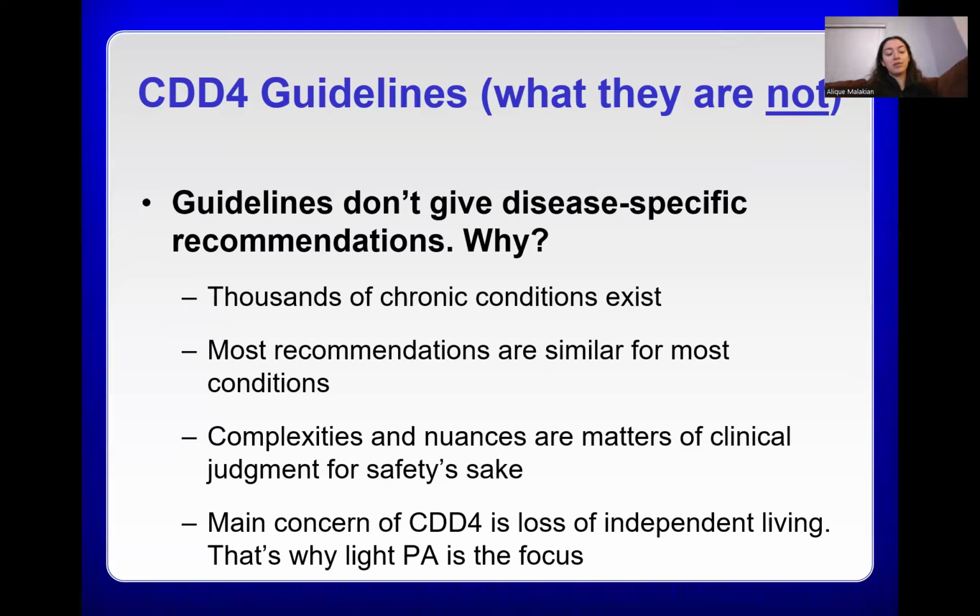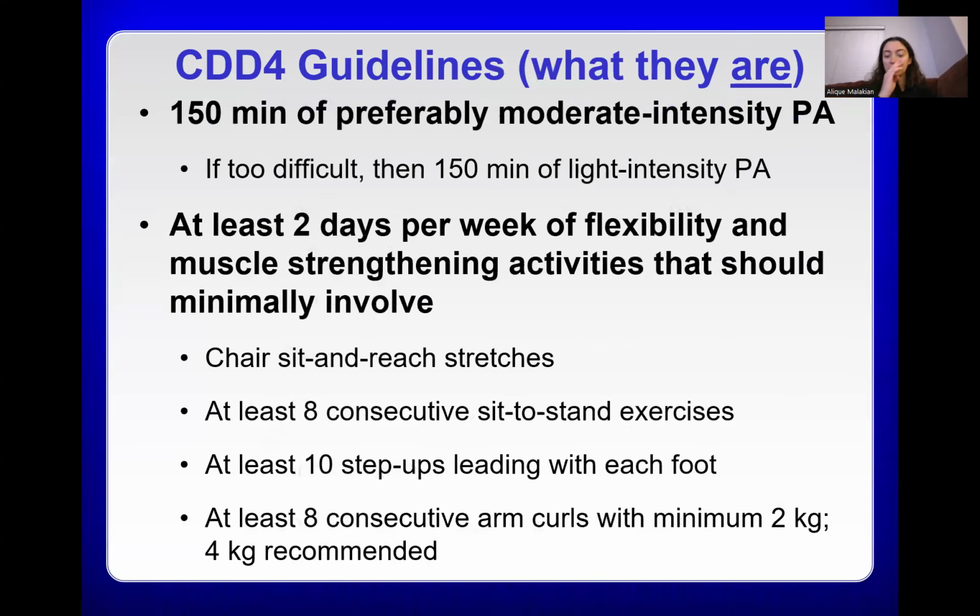This is where I'm going to harp again, use your judgment. It's a very big part of working with these populations. And the main concern of CDD4 is a loss of independent living, and that's why light physical activity is the focus. So, what are they? Finally, we get to what these guidelines are. I'd recommend write this down and keep it handy somewhere where you can easily refer to it in the following weeks because a majority of the lecture is going to be, well, here are the guidelines. Here are the things that change depending on what kind of chronic condition someone has.